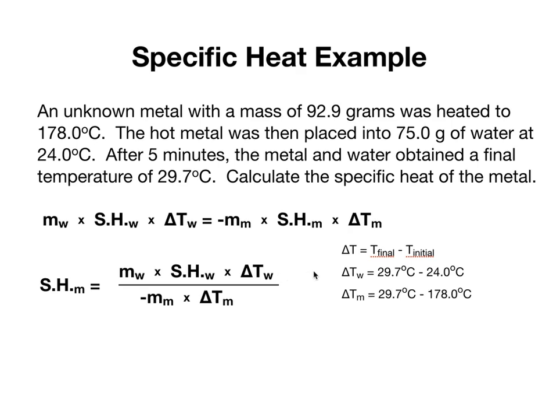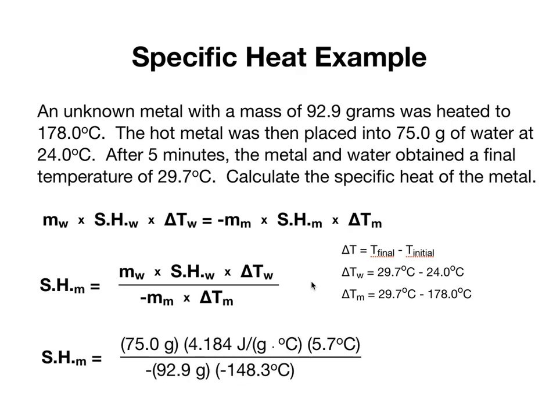The change in temperature for the metal is going to be the final temperature of the metal, 29.7 degrees. The metal and the water obtain the same final temperature. But the initial temperature of the metal was 178 degrees Celsius. So when we do this subtraction, we're going to get a negative number.